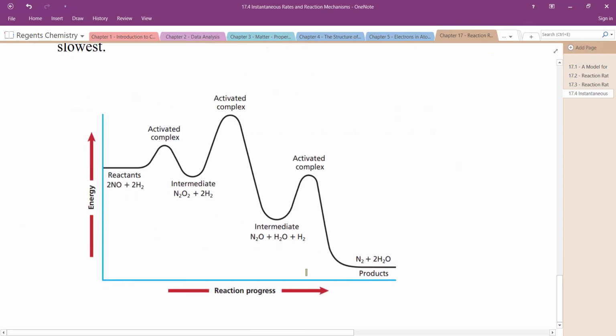So here is another example. I see that I've got 1, 2, 3 separate reactions happening here, and it doesn't take too much work to find that this tallest peak would be the hardest hill to get over. So this would be said to be my rate limiting step, the step that has the highest activation energy.